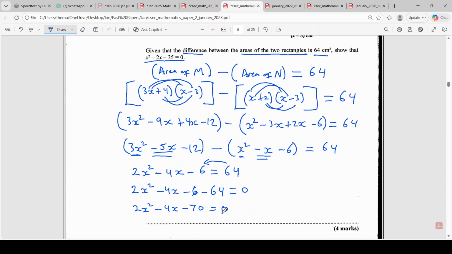Right, Justin, that's the final answer we need to get. What do we have to do to this to get the final answer? Divide by 2. Good. So we look at this and at what we're trying to get. We have 2x squared and we have x squared. So if we divide this by 2, we will remain with x squared minus 2x minus 35 equal to 0. And the question asks us to show, so hence shown.